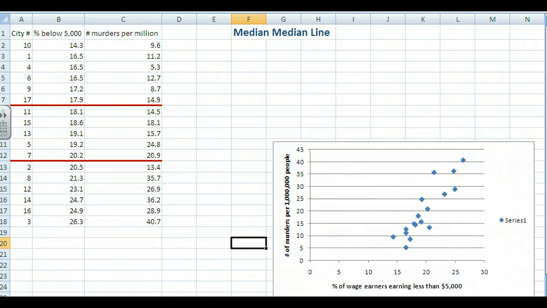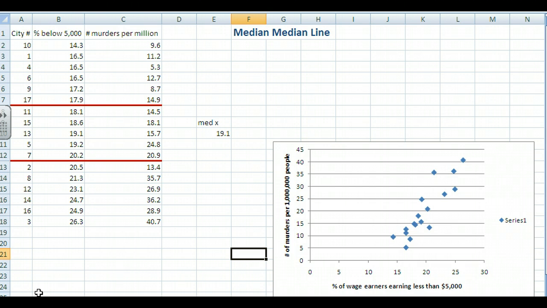For each of the three groups now, I must find the median x value and the median y value. That is the data point that's in the middle. When there are an even number of data points, you have to take the average of the two that are in the middle. If there are an odd number of data points, merely take the middle data point. I'll start with the middle group because that has an odd number. The median x value is 19.1. The median y value is not 15.7.